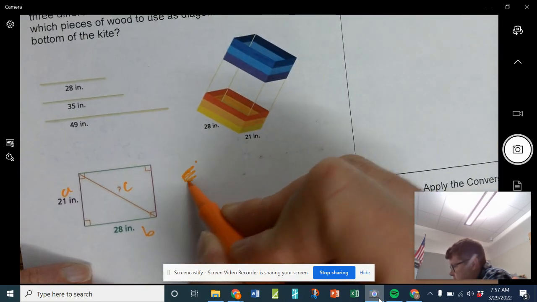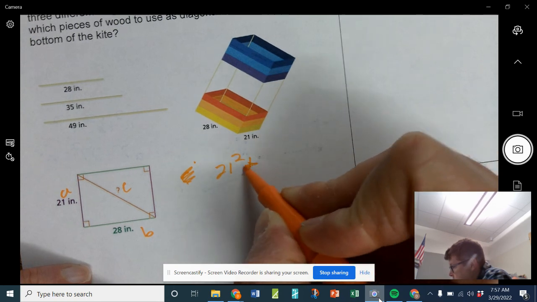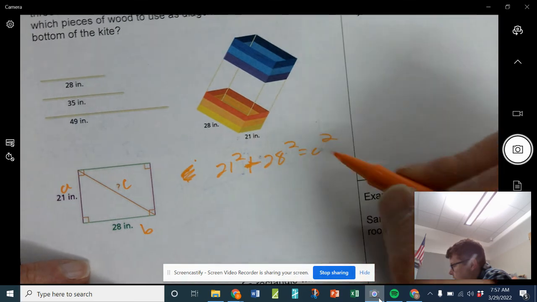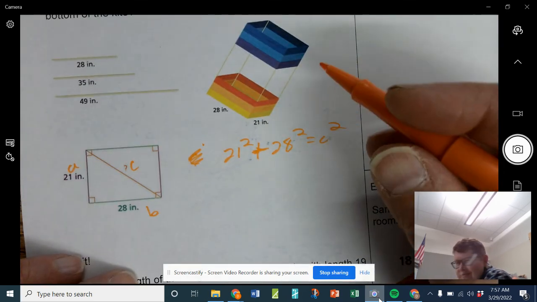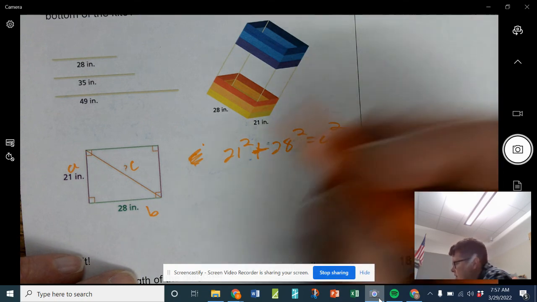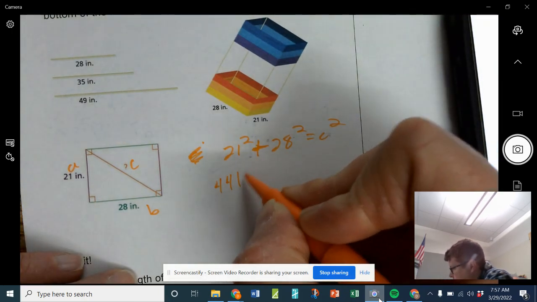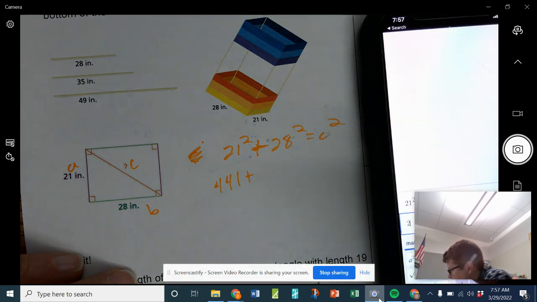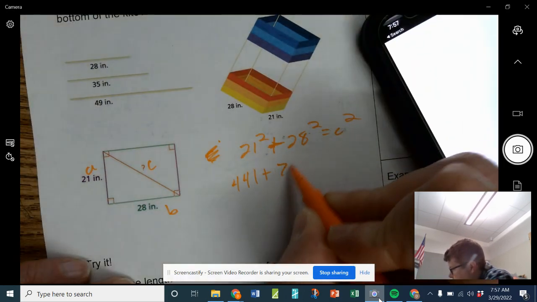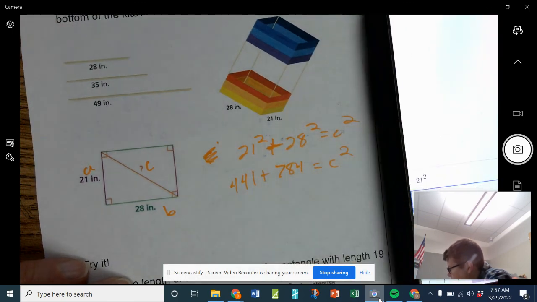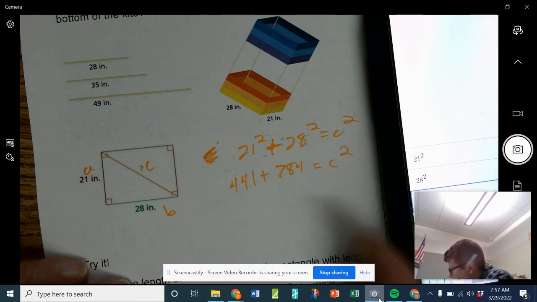So super simple to set up, right? We've got 21 squared plus 28 squared equals c squared. And yeah, I mean, let's just use the calculator. Well, you guys don't have, I guess if you have decimals, let's just do this the old-fashioned way. 21 squared is going to give us 441, plus 28 squared is 784, and then equals c squared, and then we add them, and then we'll square root it. So 441 plus 784 gives us 1225.